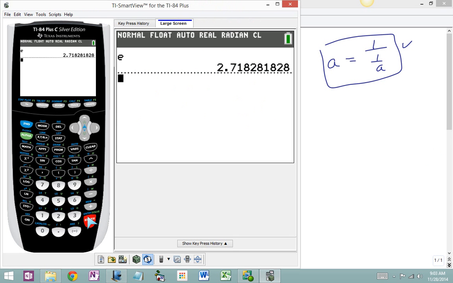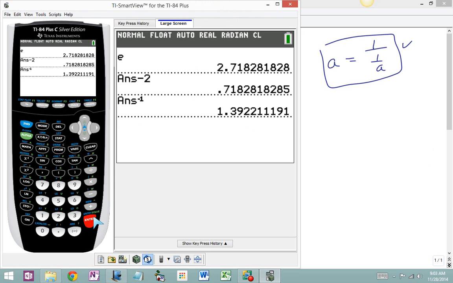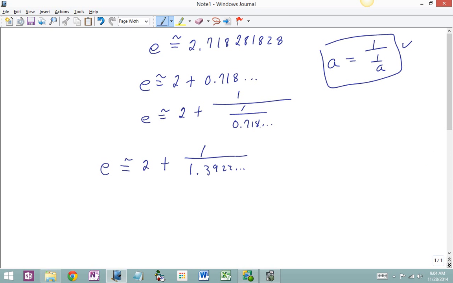Okay, there we have the approximate value of e, and notice the algorithm we're going to use here, which is what we're going to use when we put this in an Excel spreadsheet shortly. We subtract 2, the integral part, and then we simply flip the decimal part over, and we get 1.3922 approximately. Let's go back and put that in. And now we're going to continue in the same manner.